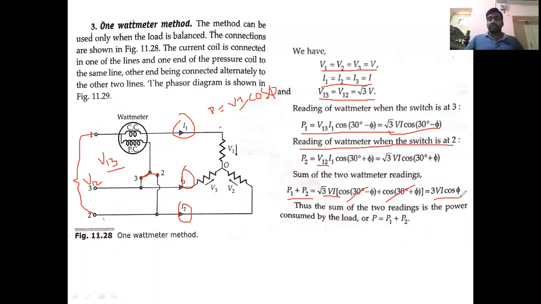VI cos root 3 is equal to root 3 VI cos phi. VI cos phi, that is the final expression we got.